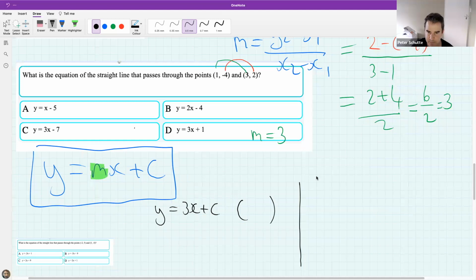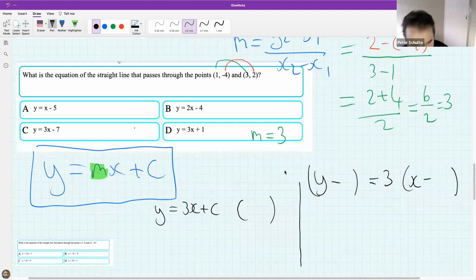The other method that was mentioned earlier in the lesson is y minus some y point, so I'll leave a space there for that, equals the gradient. So the gradient was 3, and x minus that. So I'll put a bracket around this.